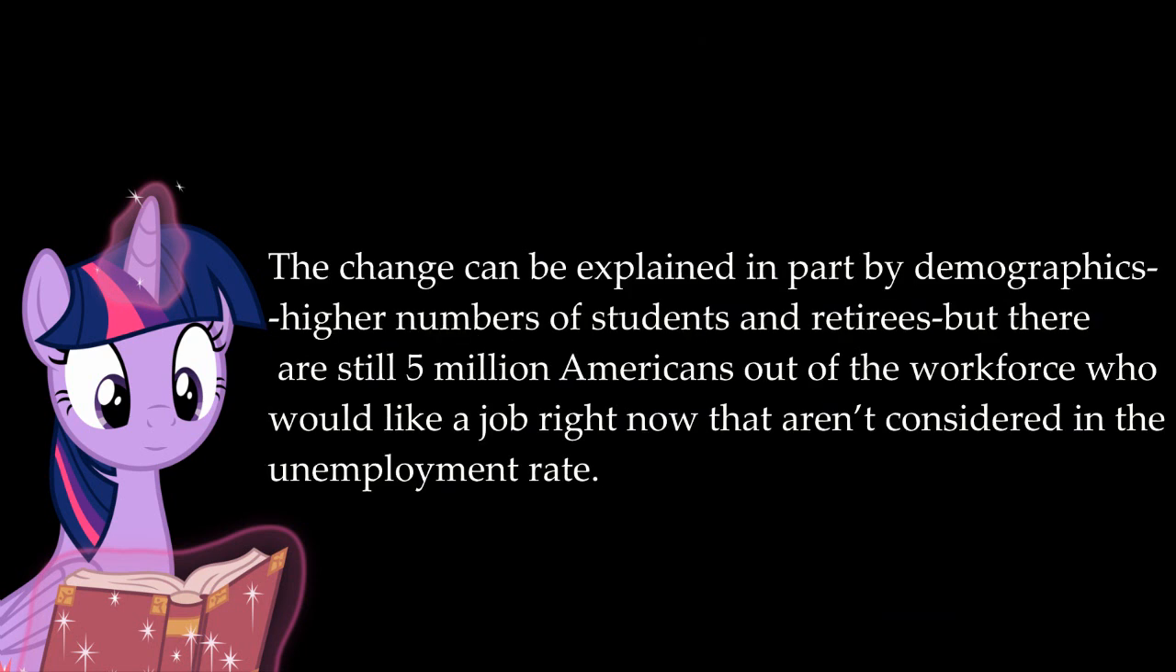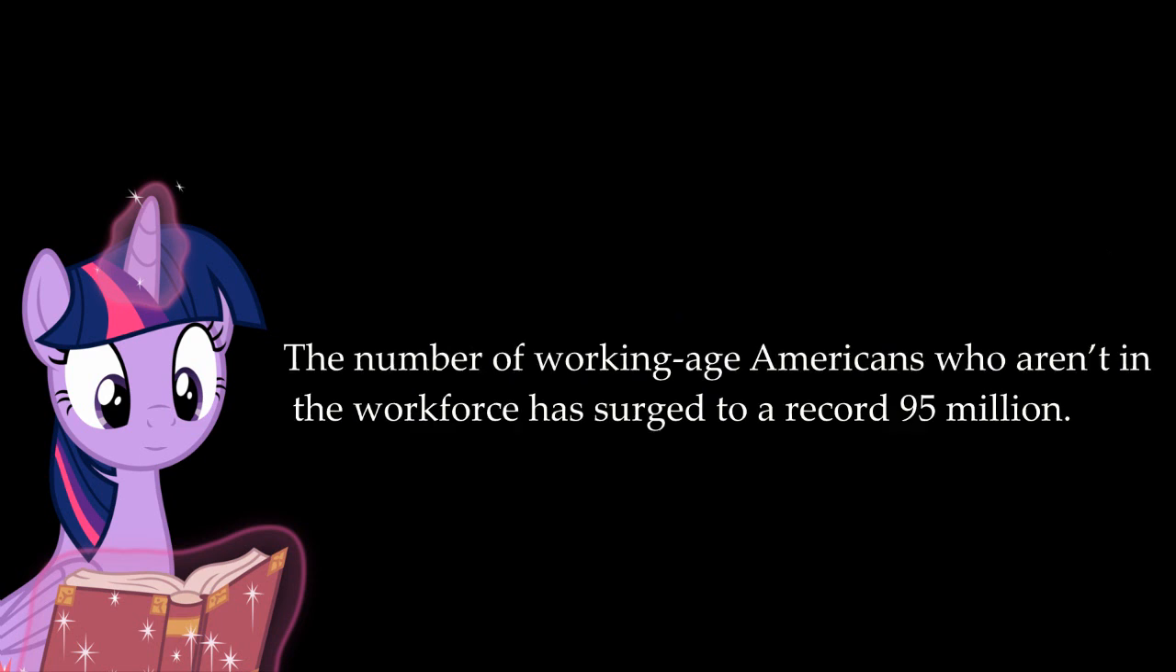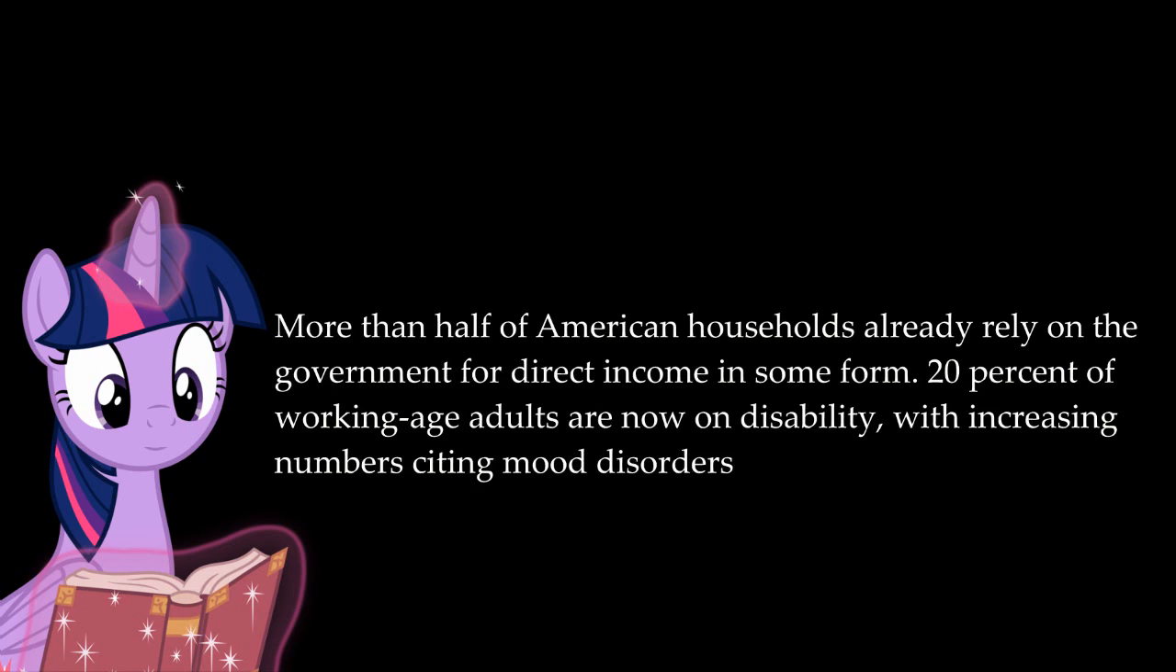The change can be explained in part by demographics, with higher numbers of students and retirees, but there are still 5 million Americans out of the workforce who would like a job right now that aren't considered in the unemployment rate. The number of working-age Americans who aren't in the workforce has surged to a record 95 million. More than half of American households already rely on the government for direct income in some form. 20% of working-age adults are now on disability, with increasing numbers citing mood disorders.